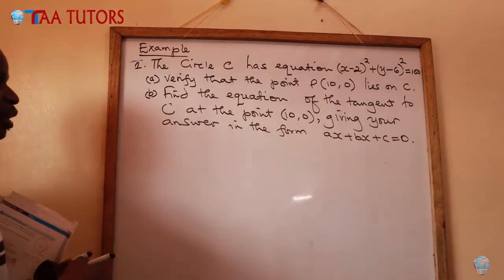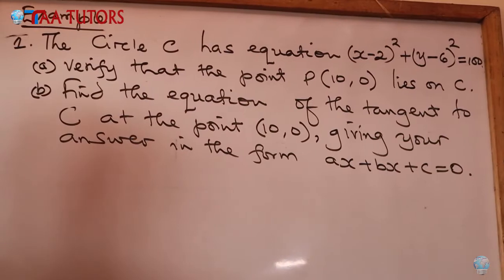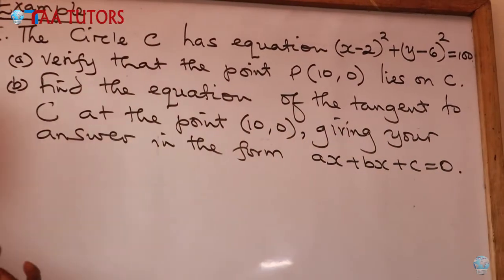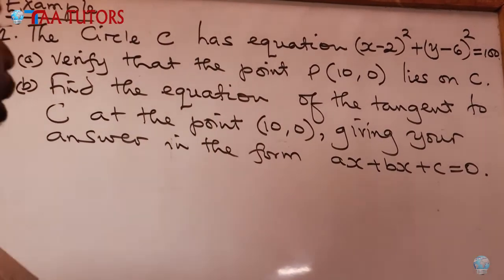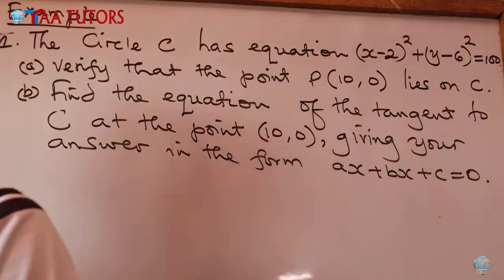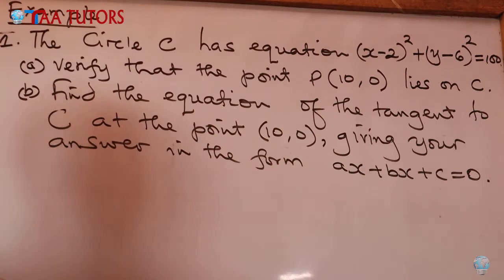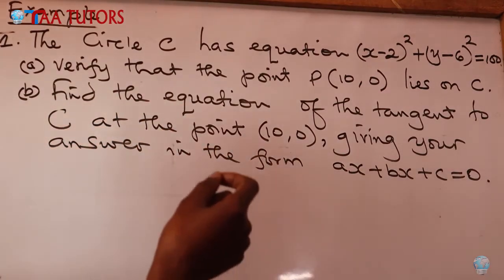Now we have an equation here, which is our first example. We are looking at an equation saying the circle C has equation (x − 2)² + (y − 6)² = 100. I want you to understand that this equation is already simplified for you so that you can identify the coordinates of the center of the circle.